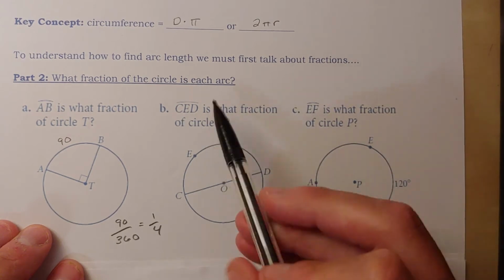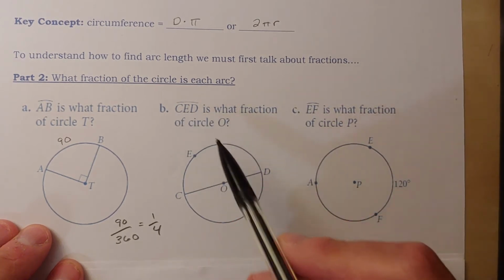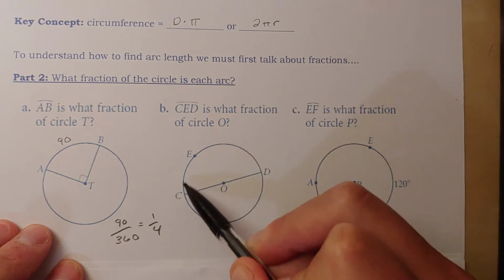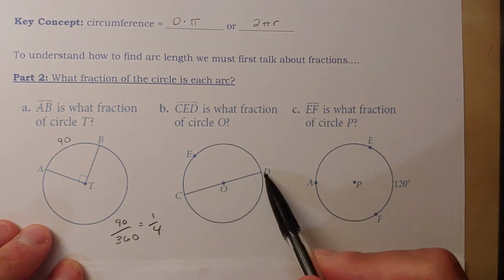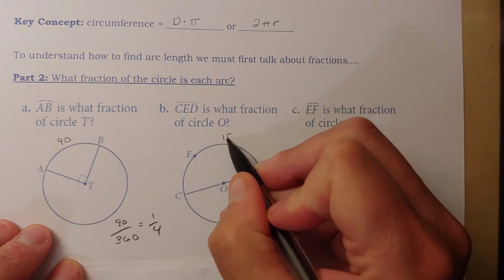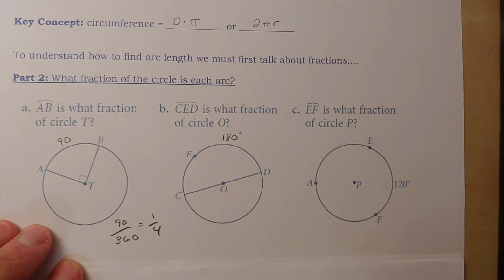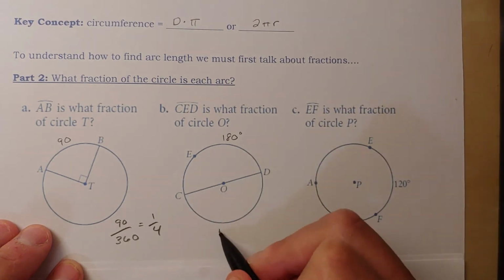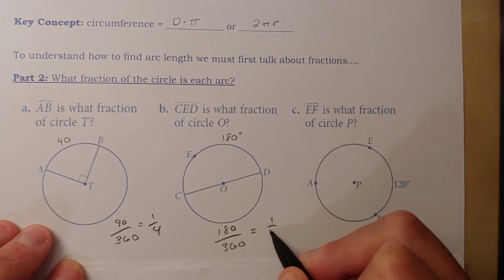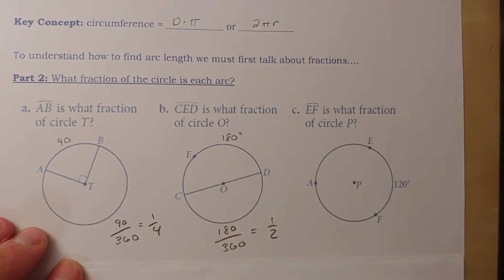What fraction is arc CED of circle O? That would be this entire arc right here. This is actually a semicircle; we can see that CD is a diameter, so this is exactly half. This is 180 degrees for the arc measure, and 180 out of a total possible 360 means the arc is half the circle.